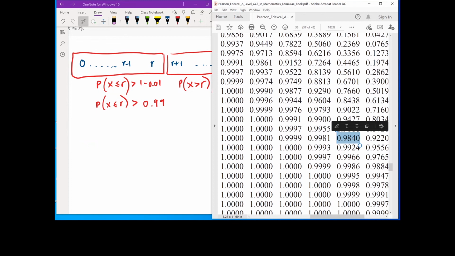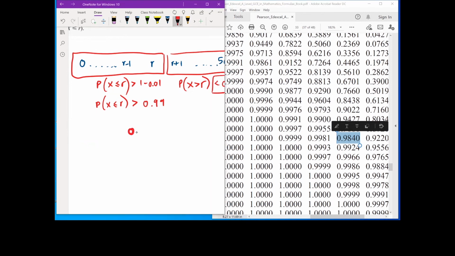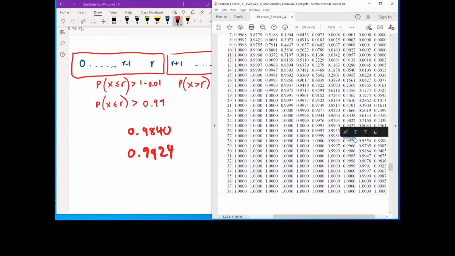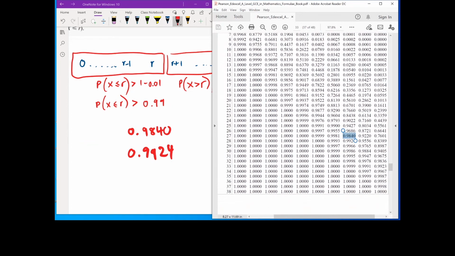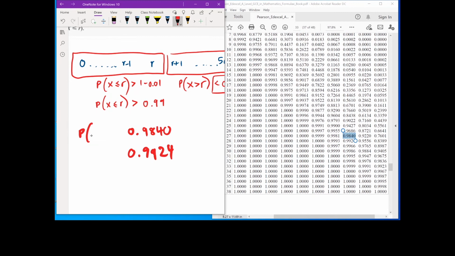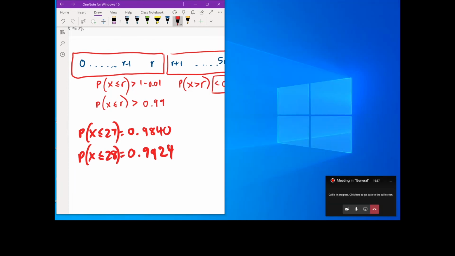So we said it's either this one. So let's write that down. 0.9840 for what value? And 0.9924. I'm going to write down what the x values were for those. So that was for 27 and 28. So this is probability of x less than or equal to 27. And this is probability of x less than or equal to 28. I've written that down. Get rid of my table.